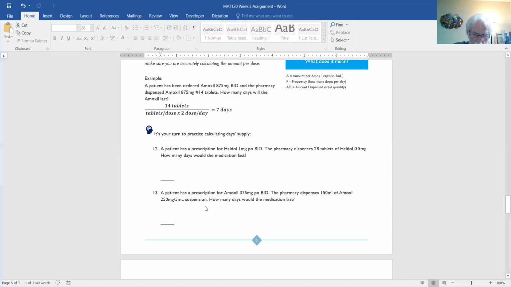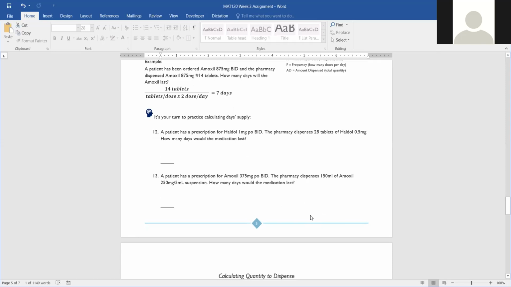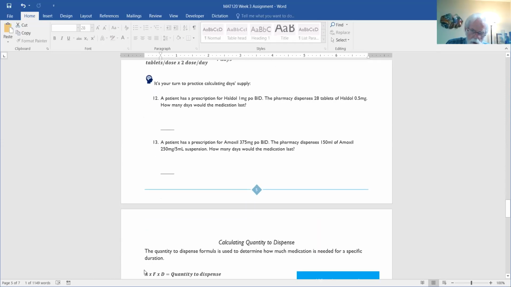Make sense? Yep. Okay. 2 doses a day is 15 milliliters. So we have 150 milliliters divided by 7.5 milliliters per dose times 2 doses a day, which is going to give us 15 milliliters. So we have 10 days supply. That clear? Yep. Okay.